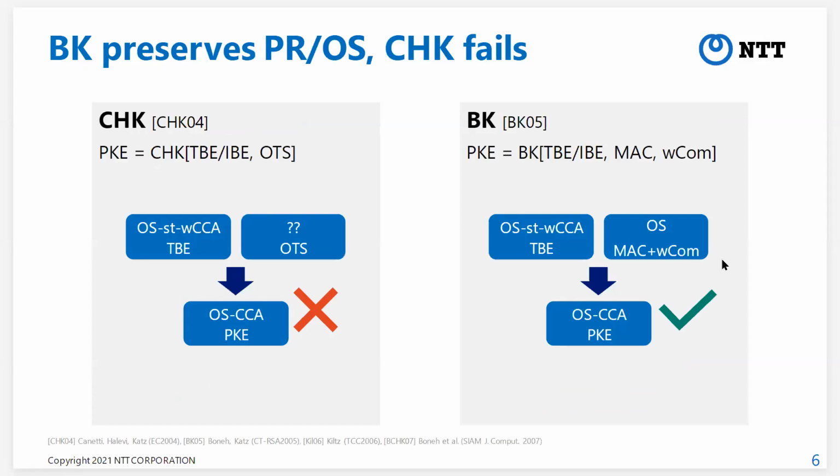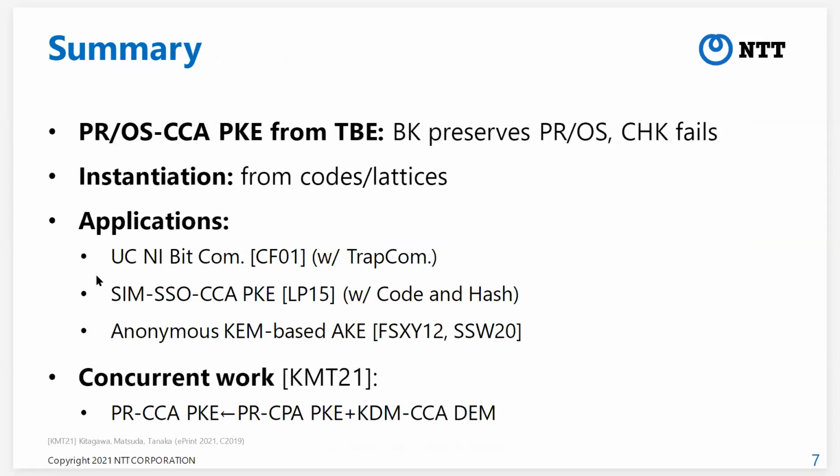So this is the main body of this talk. We found that the Boneh-Katz transformation, which transforms weakly secure tag-based encryption into strongly secure public key encryption, preserves pseudo-randomness and open sampleability. But unfortunately, the Canetti-Halevi-Katz transformation failed to preserve it. This is a summary of our talk. Thank you.